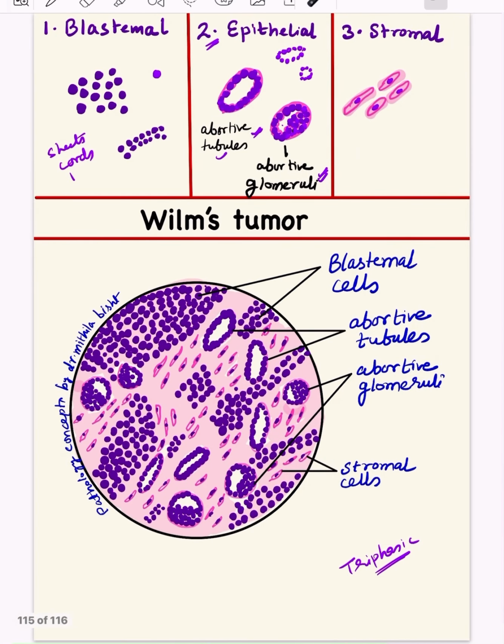In Wilm's tumor also, structures similar to the glomeruli are seen, and these are made by the tumor cells. These are the tumor cells, and they are forming this space which is similar to the Bowman's space, outer epithelium and inner cells. So this looks like a glomerulus, but it is not a glomerulus, so it is known as an abortive glomerulus. The third element is the stromal. Stromal cells are spindle shaped cells, and they are seen in between the blastemal and epithelial elements.